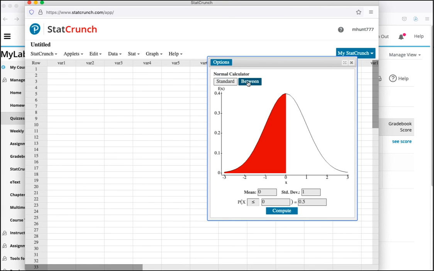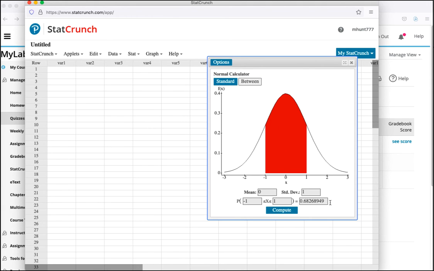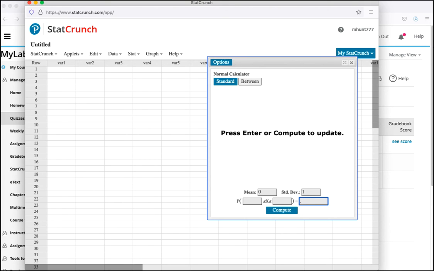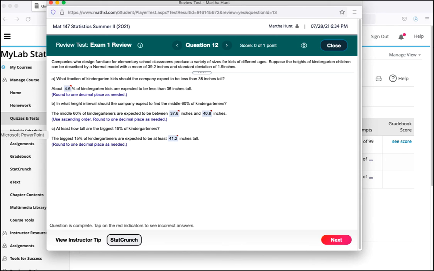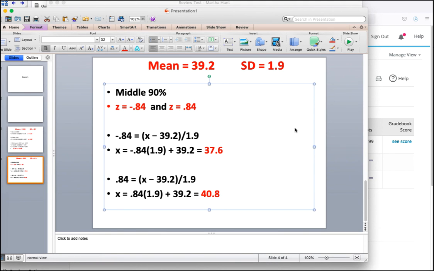and we're going to pick between, and now we're going to plug in the middle 60%, 0.60, and please give me the two z-scores that mark off the middle 60%. And they are minus 0.84 and positive 0.84. We're always going to round z-scores to the nearest two decimal places. So we're going to get out of this, and we're going to do a little computation.